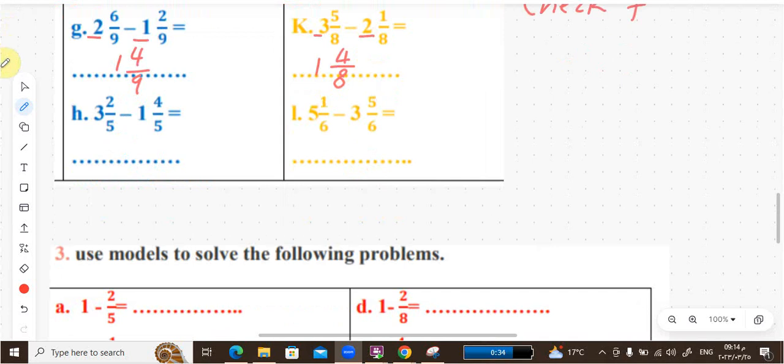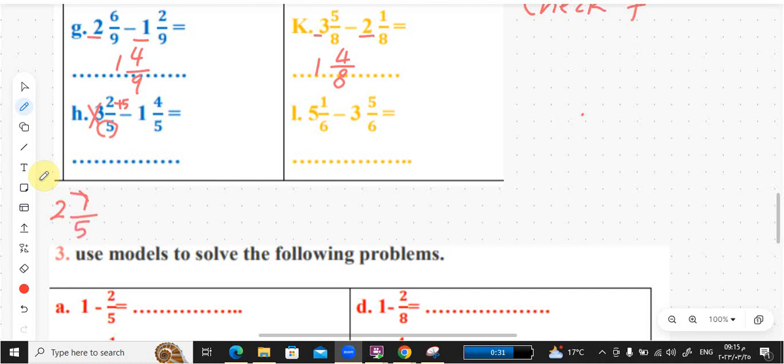Okay, letter H. 3 and 2 over 5 minus 1 and 4 over 5. First, check the fraction. 2 minus 4, does it work? No, Miss, it doesn't work. How can I take 1? So, I will go back one step. It will be 2, and after that, add the numerator 5. Why 5, Miss? Because the denominator is 5. If the denominator is 5, add 5. If 4, add 4. If 7, add 7. Okay, so the new mixed number will be 2 and 7 over 5.